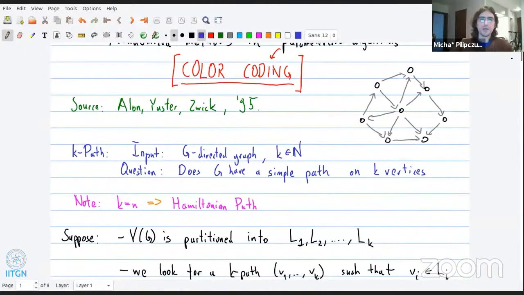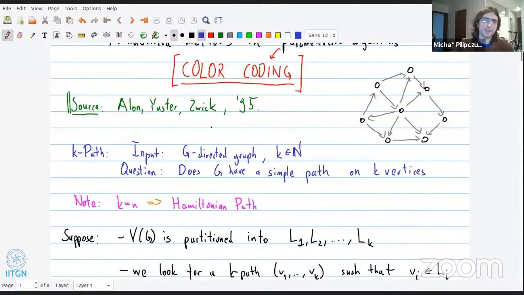So color coding, in the way that we will describe now, was introduced by Alon, Yuster and Zwick in, I think, '95, in their paper about the k-path problem. K-path will actually be our first example in a moment. So this is a very old technique. It is essentially as old as parameterized complexity itself. However, it is useful as a basic tool, part of the toolbox in many different algorithms in parameterized complexity.